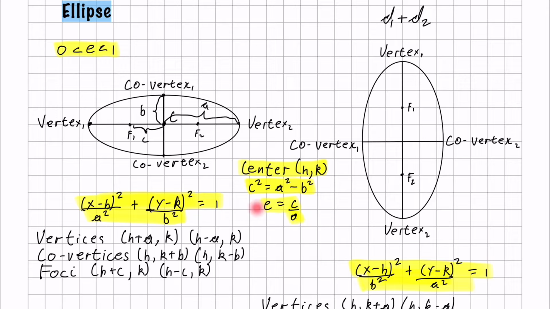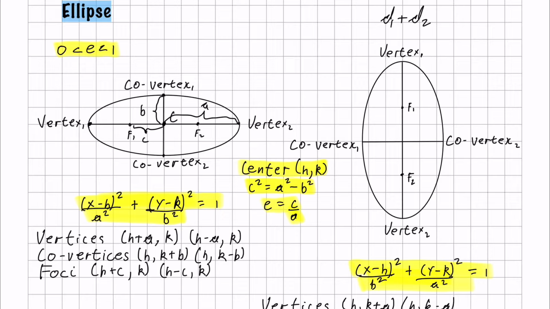And there's also something called E. Now E is equal to C over A. This is the same C over here and this is the same A. So E determines the ovalness of your ellipse, whether it's stretched out or enclosed. As E gets closer and closer to 0, it gets closer and closer to a circle's ovalness.